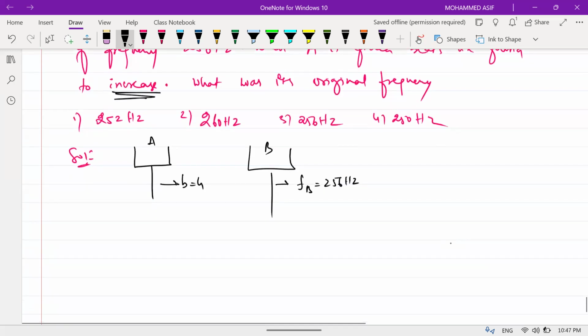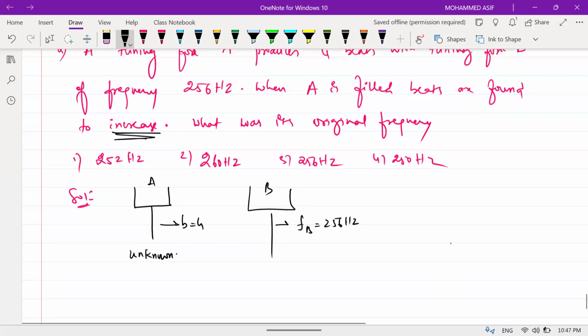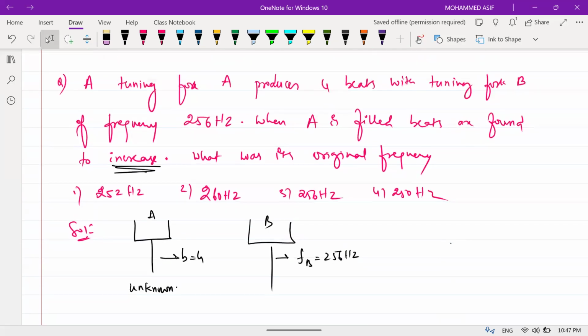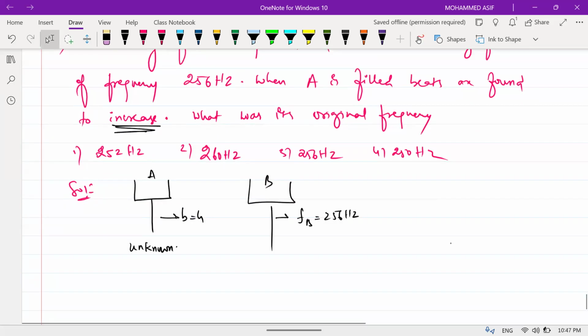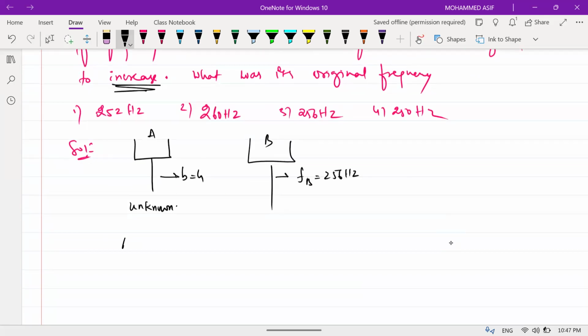See, the first fork is unknown. This one is right now unknown, isn't it? So the smaller frequency, that is 252, might be the answer here, right? But the first fork is filed.